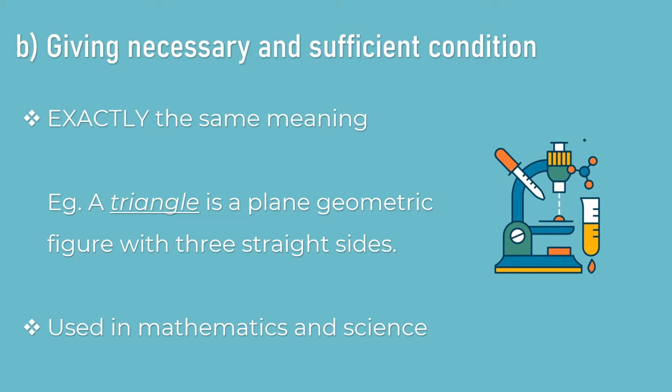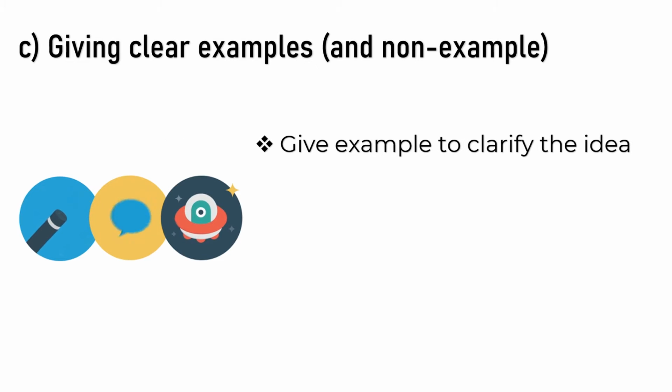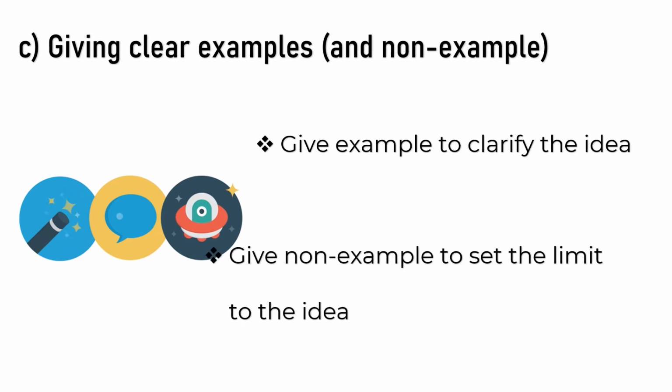Move on to another point, giving clear examples and non-examples. Giving an example is one of the most helpful ways to clarify your idea or expression, and we usually experience it in class when the teacher provides examples for us. Moreover, we can also use a non-example to make it more clear or to set the limit to the idea.